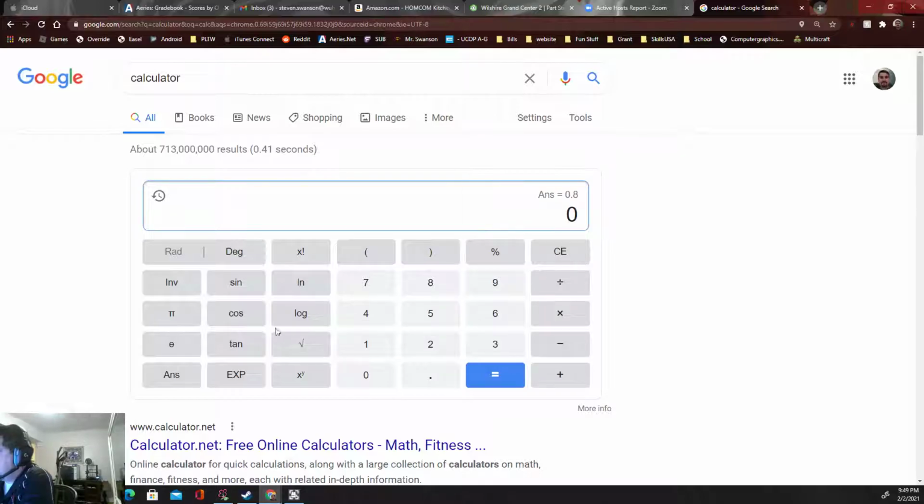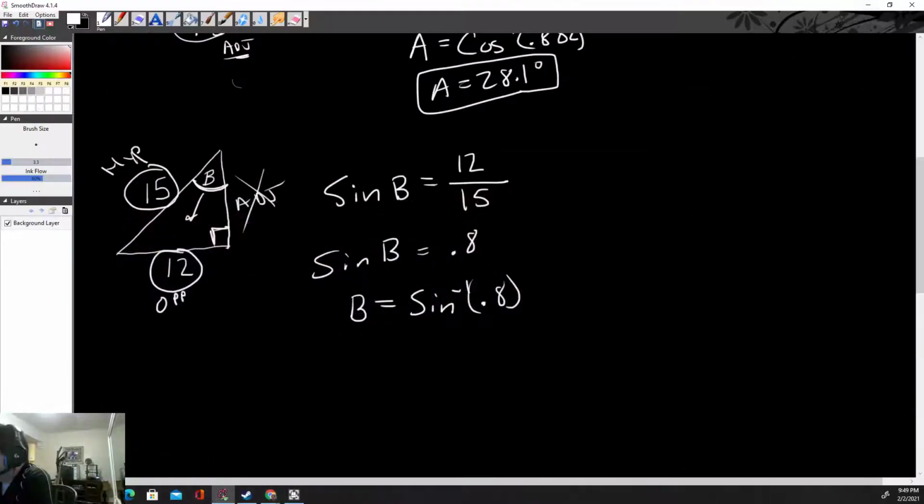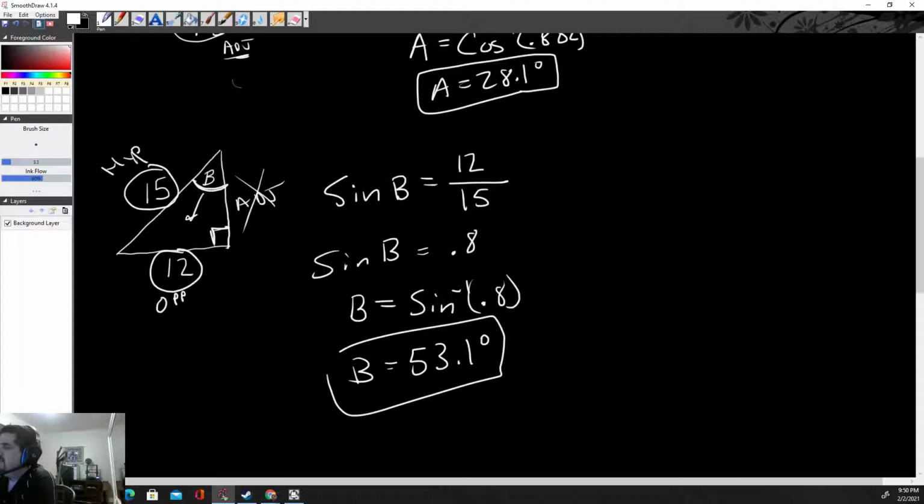So let's clear this and we'll do, here's sine right here, but we're going to do inverse sine. That's the one we want. And we're still in degrees, so that's good. And then 0.8 equals 53 degrees, or 53.1 degrees is equal to that angle. And that's all there is to it. And that should get you through your assignment.